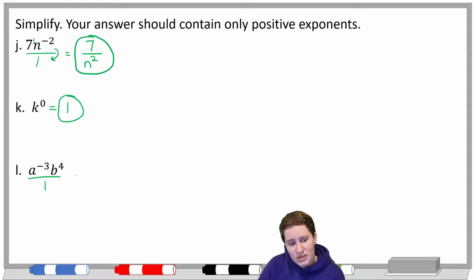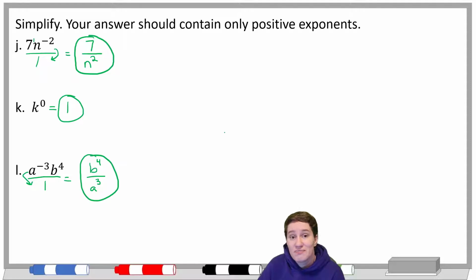L, we have 2 letters here, so we can't combine things with different bases, just like we can't combine the 7 and the n squared on J. So instead, we take this a to the negative 3 and say, I want to move it down to the bottom so it has a positive exponent. B to the 4th is fine. It already has a positive exponent. So we've got b to the 4th over a cubed as our answer. So that's it. Okay, this is kind of on the simple side of things, obviously. We can make it more complicated by combining our rules or adding more letters or whatever, but that's the basic idea.